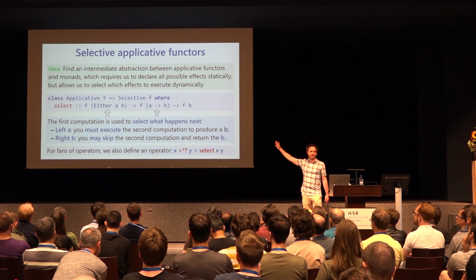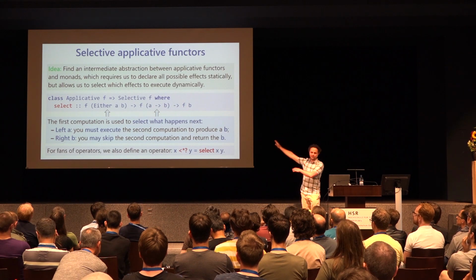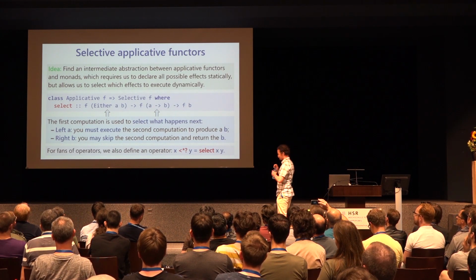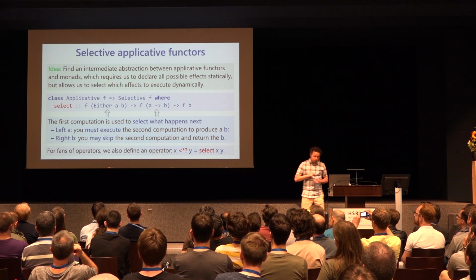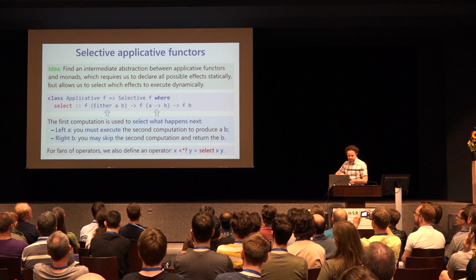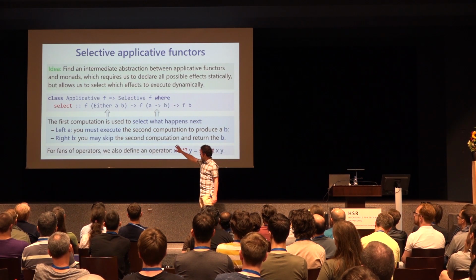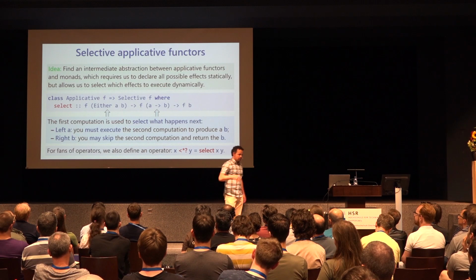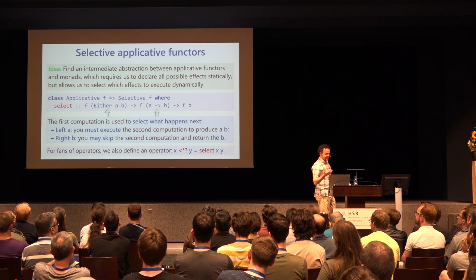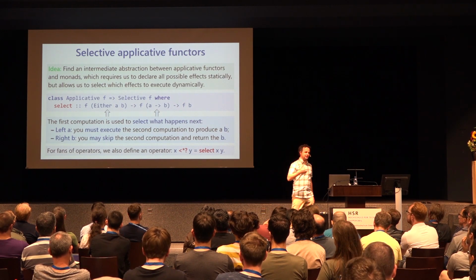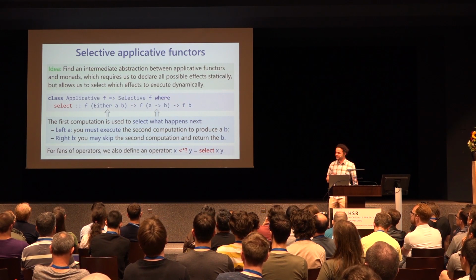Okay, so this is the main slide of my presentation. Everything you need to know is here, and everything else you can just forget. This is a new way of composing effects. We call it the select operator. It has two arguments. The first one computes an Either, a value of type A or a value of type B, and it's used to decide what to do next.